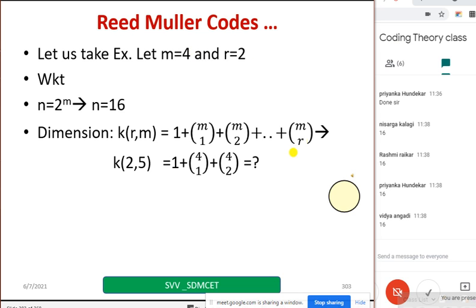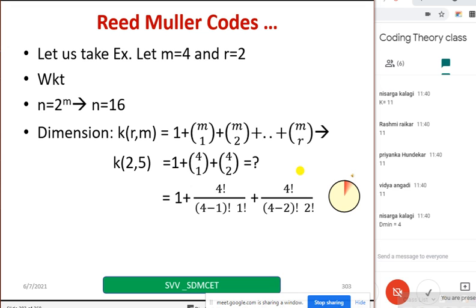Now, take m equal to 4 and r equal to 2. Considering m equal to 4, you do it. I have typed 5 only on the slide, but you take it as 4 and do it. 4 factorial divided by (4 minus 1) factorial into 1 factorial. What you have done for 5, do it for 4 and write your answer in the chat box. Very good. Everybody is telling 11, sir. The answer is correct. Anyway, I will show you the answer. You people got the same answer. Now 1 plus 4 plus 6, I got 11.